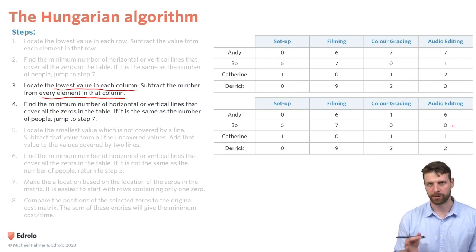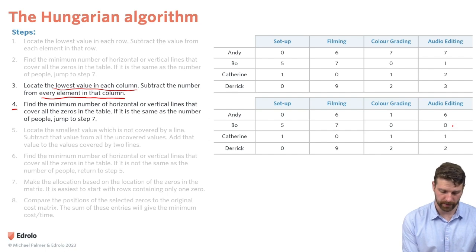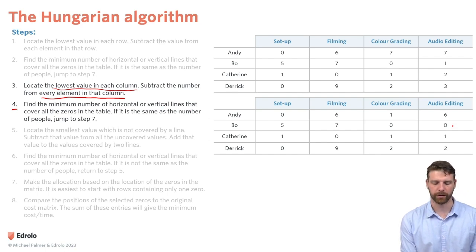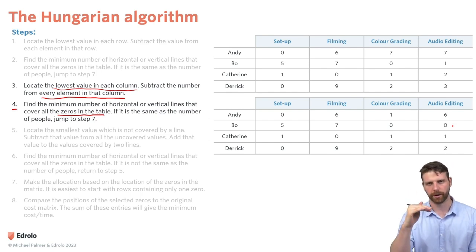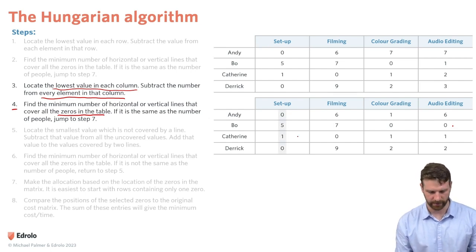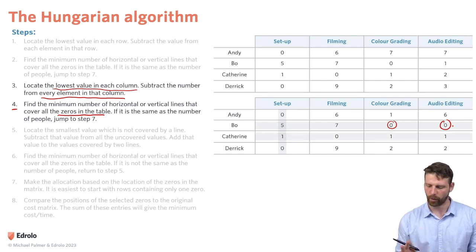Now that we've subtracted the lowest value within columns, we can go to step 4, which says find the minimum number of horizontal or vertical lines that cover all the zeros in the table. So again, I try to place horizontal and vertical lines in the best way so that I cover all the zeros. So let's do that. Again, I think I can cover this one here, and that's shaded in. I can cover these 2 zeros with one line, so we'll do that. And then there's only 1 zero left, and now all the zeros are covered, and I've only used 3 lines.